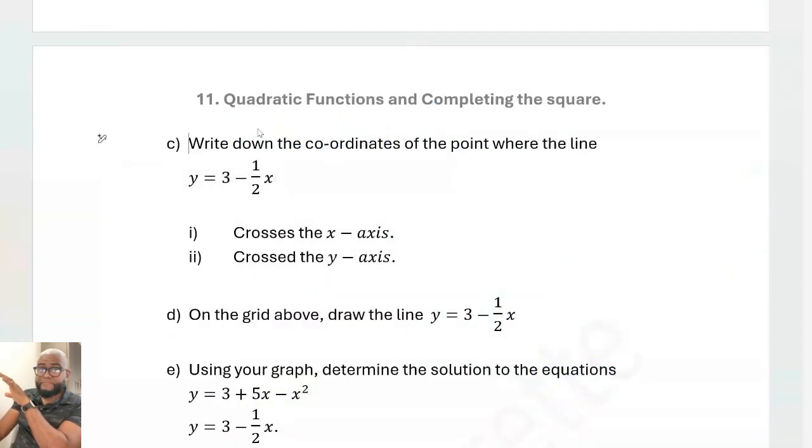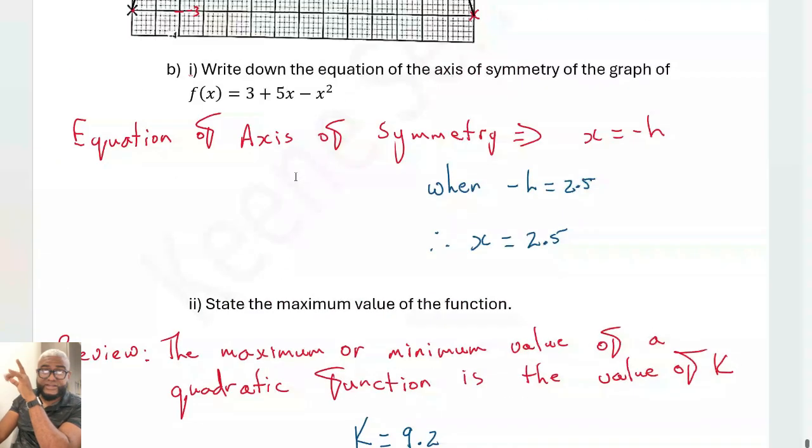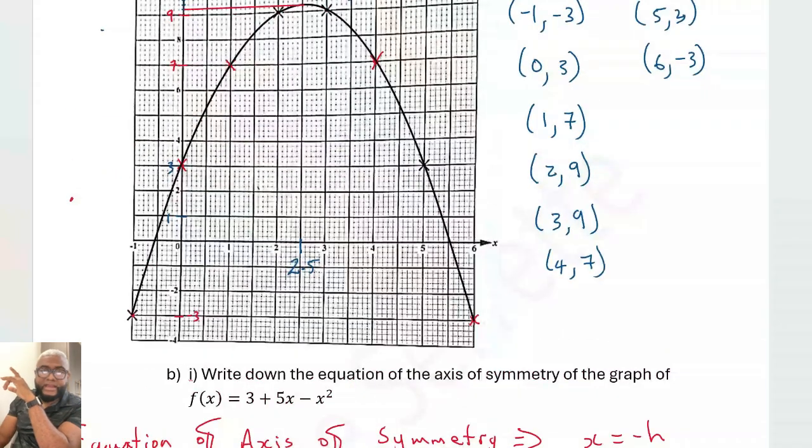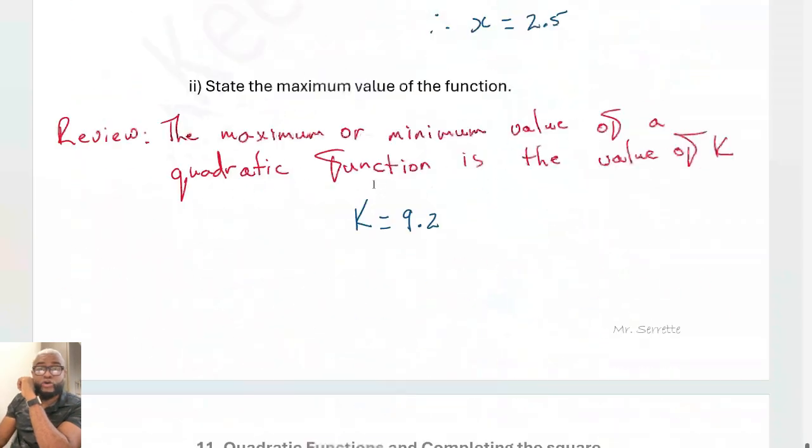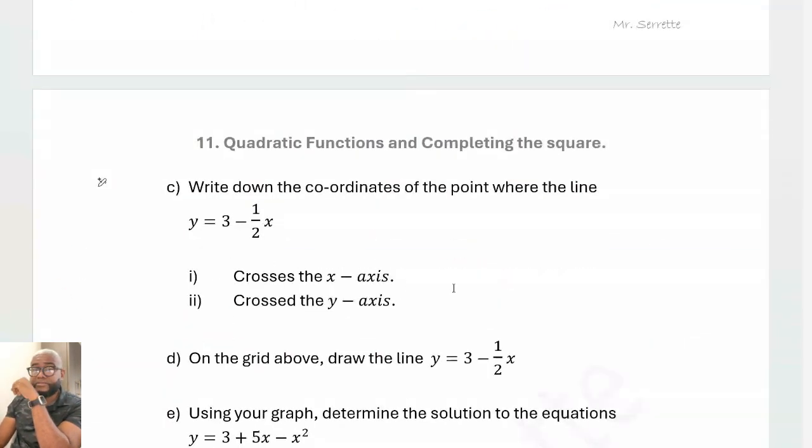Reading it again, write down the coordinates of the point where the line, so this is a fresh line, this is the equation of this fresh line. You know what I did not do above here? I did not write the equation of this line. The equation of this line was, well, f of x is equal to 3 plus 5x minus x squared. This function represents this curve. Everybody good there?